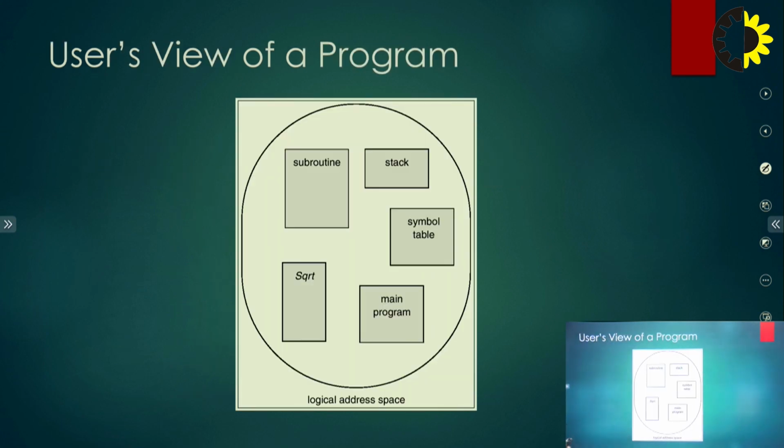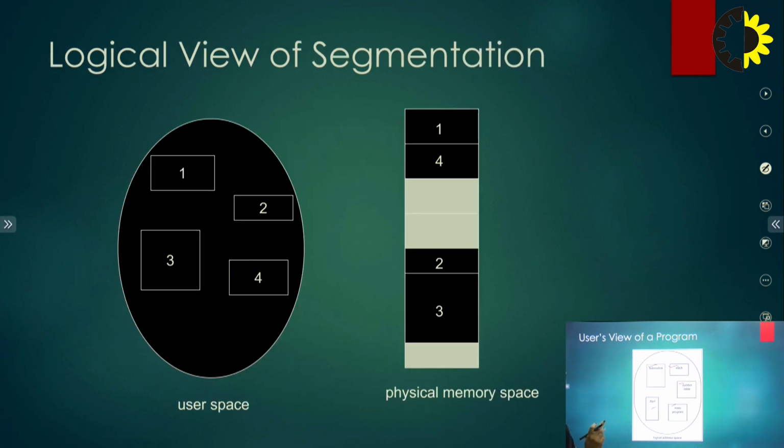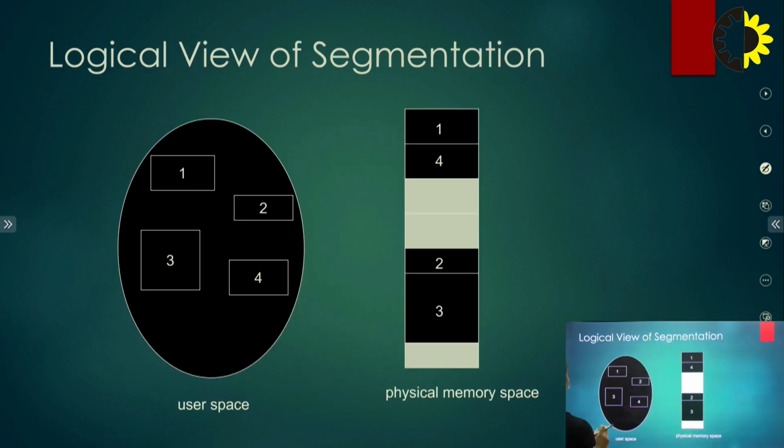Now see here, the user's view. Here there is a logical address space. That program is divided into different modules, and all are of different sizes, right? See here, these are the different sizes of segments, and they are kept in the memory in this way. Sizes are also different here. Here we will not say page now, we will say segment.